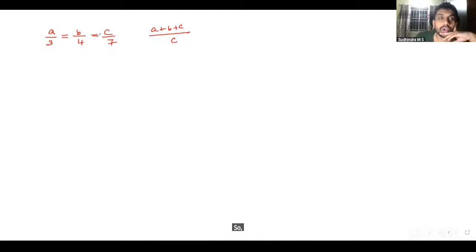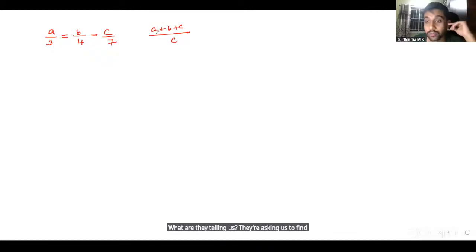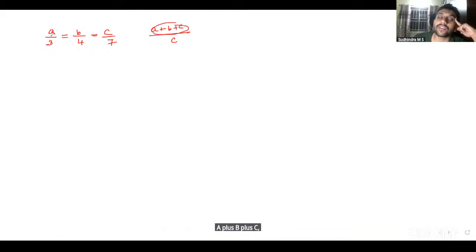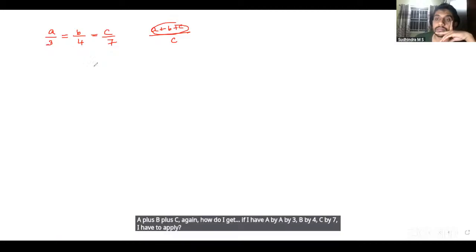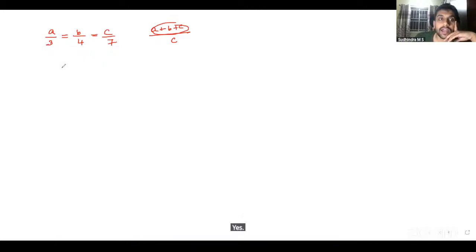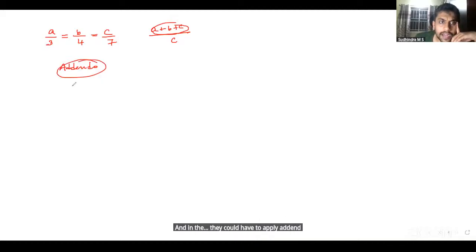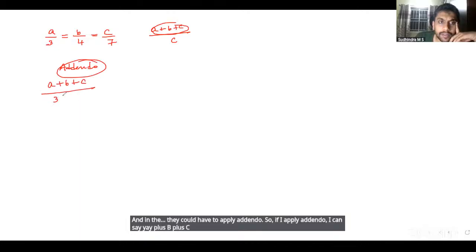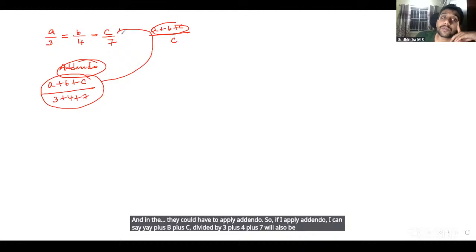So, what are they telling us? They are asking us to find A plus B plus C numerator. A plus B plus C. Again, how do I get it? If I have A by 3, B by 4, C by 7, I have to apply addendo. So if I apply addendo, I can say A plus B plus C divided by 3 plus 4 plus 7 will also be in the same proportion.